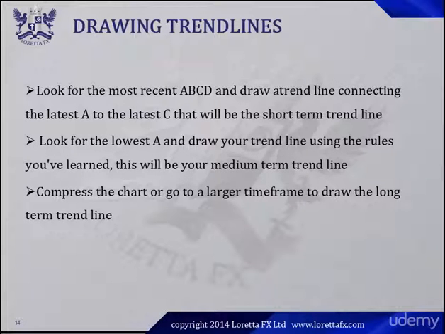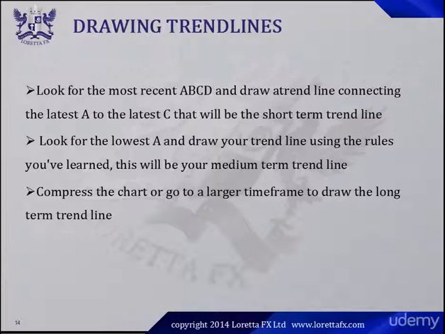Now look for the most recent ABCD pattern and draw a trend line connecting the latest A to the latest C. This will be your short-term trend line. Look for the lowest A and draw your trend line using the rules you've learned. This will be your medium-term trend line.